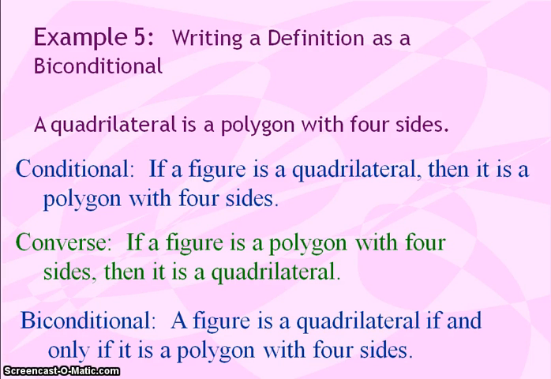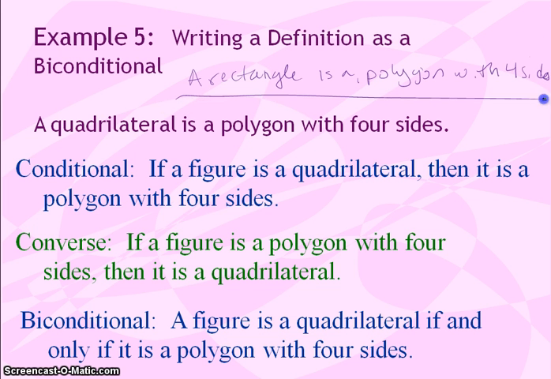A figure is a quadrilateral if and only if it is a polygon with 4 sides. And that's a good definition. Now, an example of what would be a bad definition here is you could write, a rectangle is a polygon with 4 sides. You could write that. And that's true. A rectangle is a polygon with 4 sides. But is that a good definition?